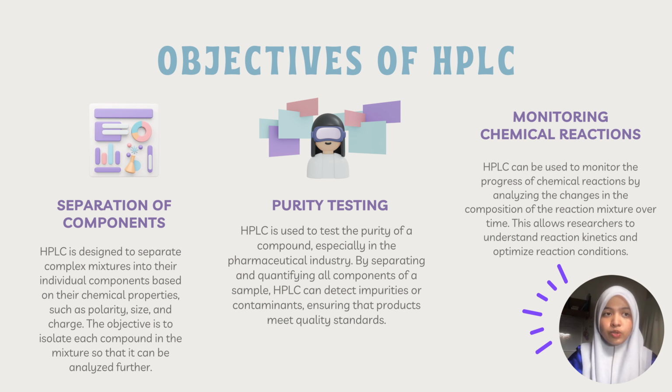HPLC can be used to monitor the progress of chemical reactions by analyzing the changes in the composition of the reaction mixture over time. This allows researchers to understand reaction kinetics and optimize reaction conditions.